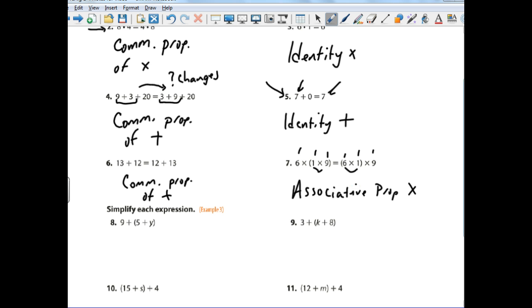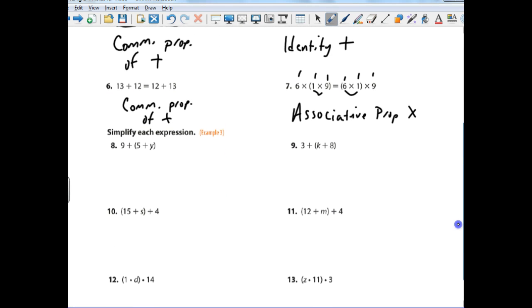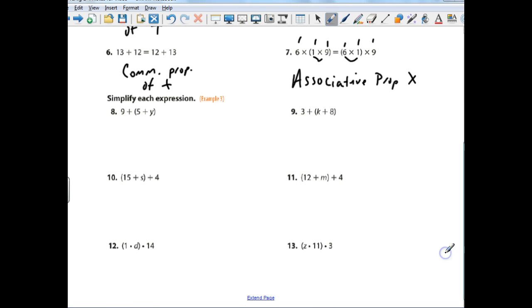Now, the last part of the page, working on down. I'm not sure we need to do all of these, but I'll show you the idea here. What they're wanting you to do is to simplify the expression and then identify what the properties are you used. So let's take a look at number 8.